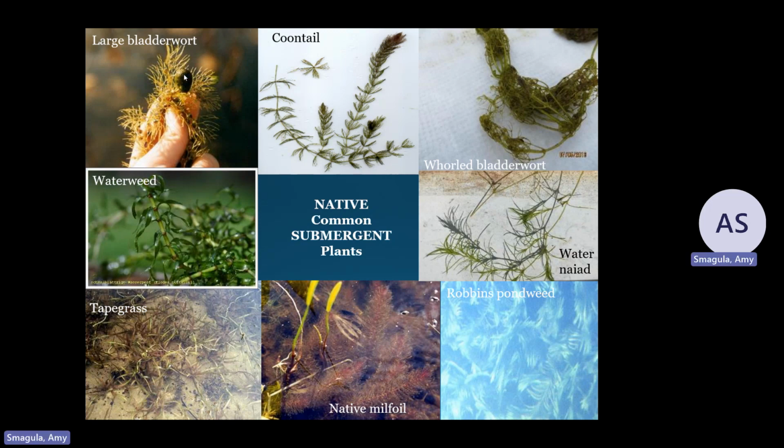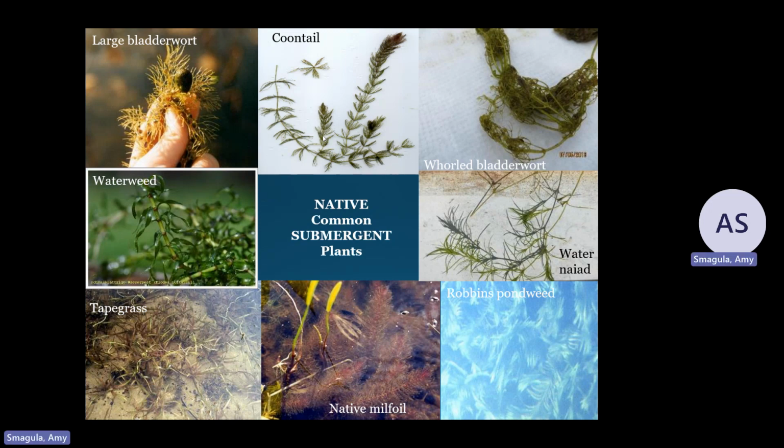This little, I call it a pom-pom. This little pom-pom is the reproductive structure of the plant. It produces it usually in the fall. That will fall off into the lake sediments, and that will give rise to a new plant, a new bladderwort plant next year.